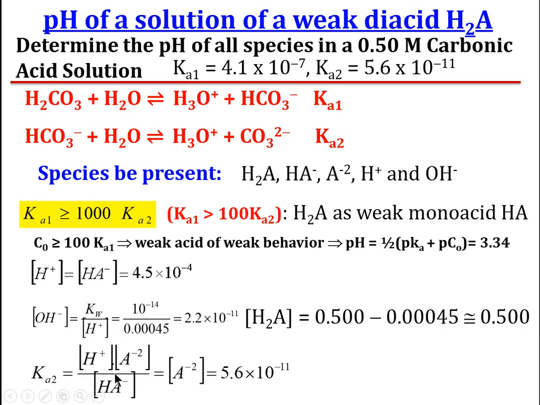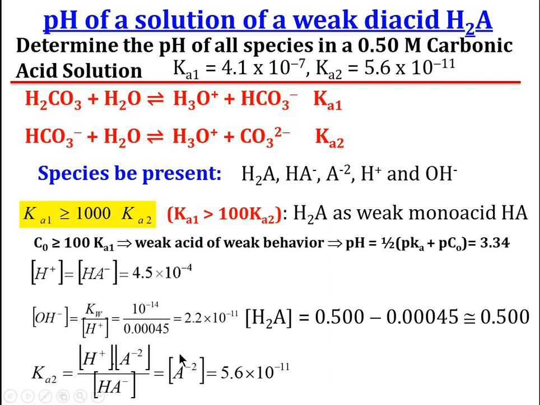To calculate A2 minus, we use the expression of Ka2. Ka2 equal H3O+ A2 minus divided by HA minus concentrations at equilibrium. And since H plus is supposed equal to HA minus, so Ka2 equal A2 minus equal 5.6 10 to the minus 11.